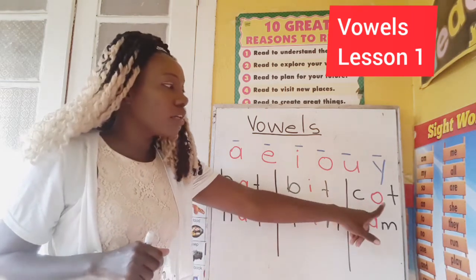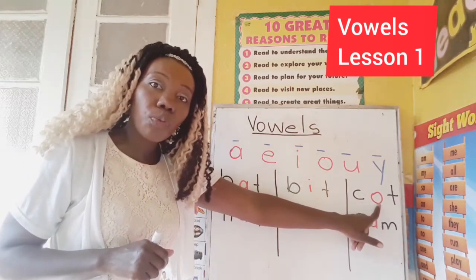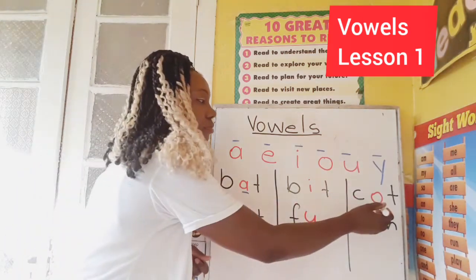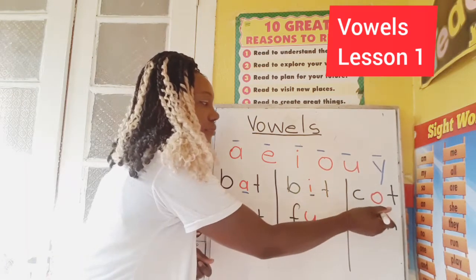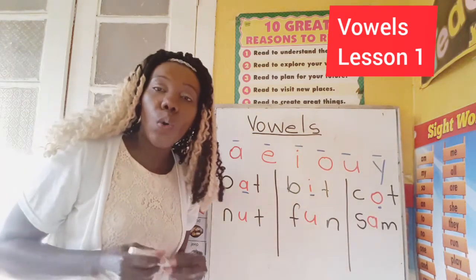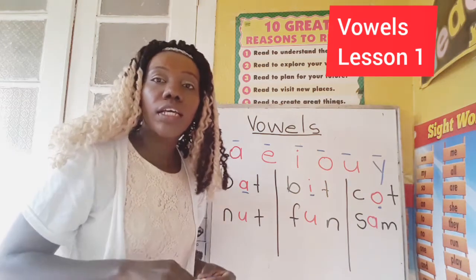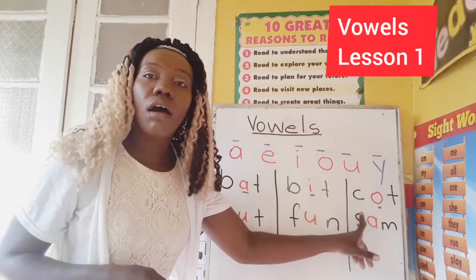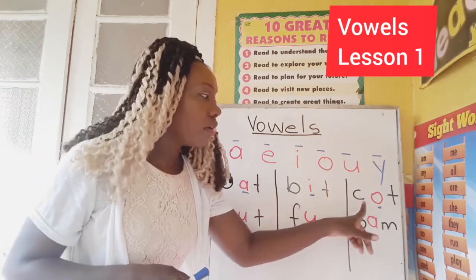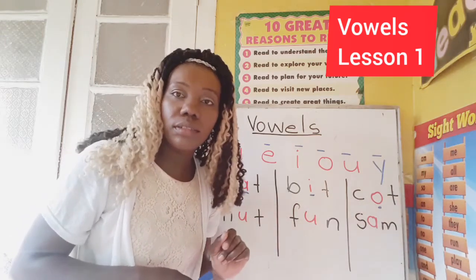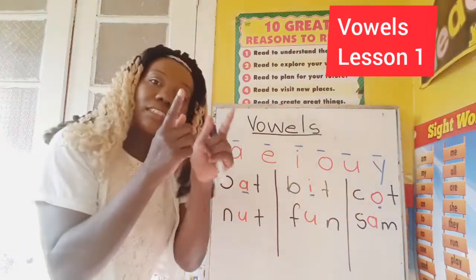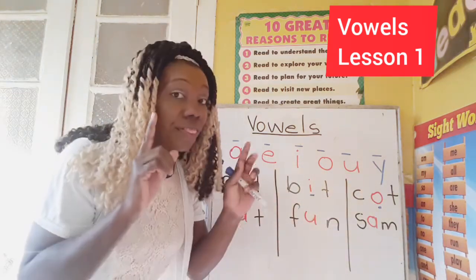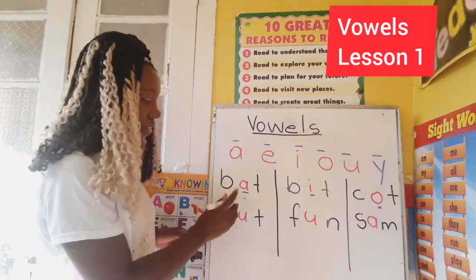Now let's move on to O. The vowel in this word is O. And the short sound for O is O. So let's sound this word. What's the word? Cot. Cot. And the O makes the short sound because it's between two consonants. That's a rule.